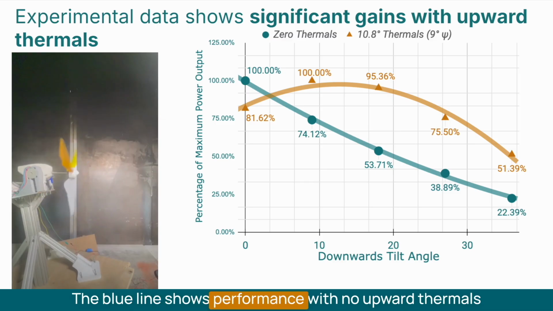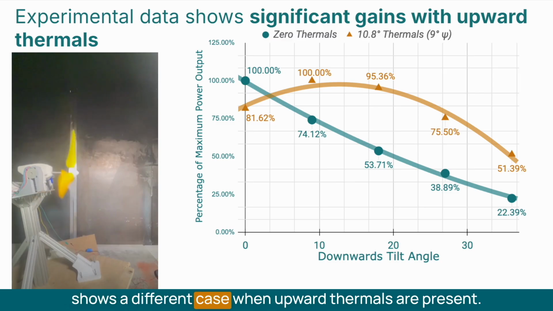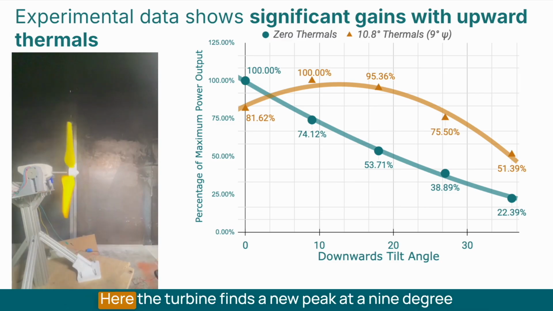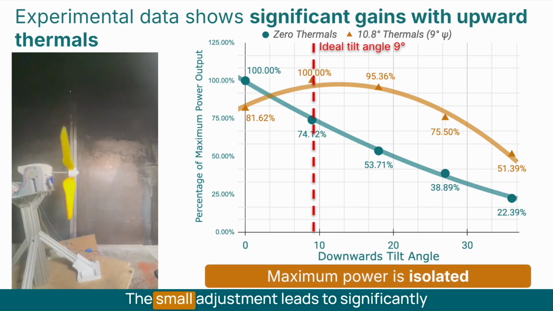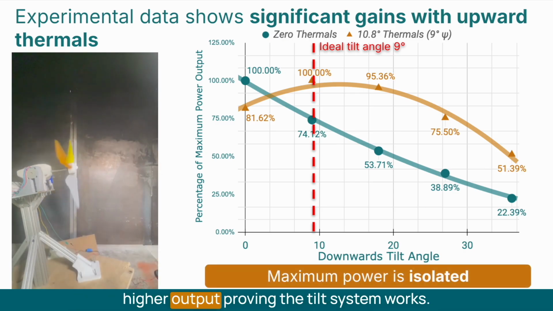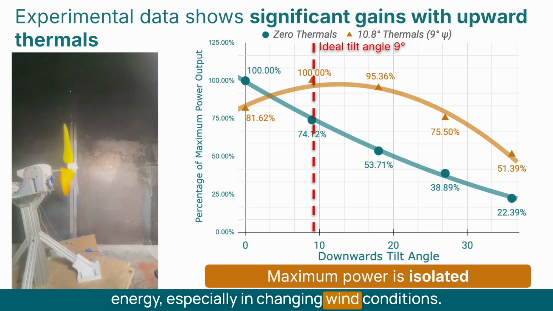The blue line shows performance with no upward thermals, where staying flat or horizontal works best, but the orange line shows a different case when upward thermals are present. Here the turbine finds a new peak at a 9-degree downward tilt where it aligns with the combined wind force. The small adjustment leads to significantly higher output, proving the tilt system works. It adapts in real time and helps capture more energy, especially in changing wind conditions.